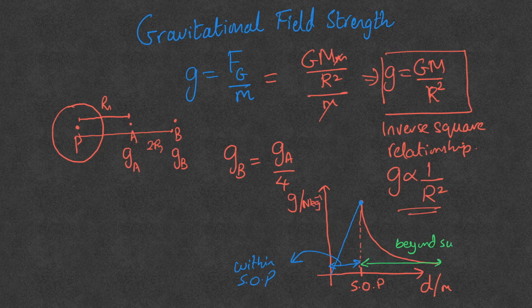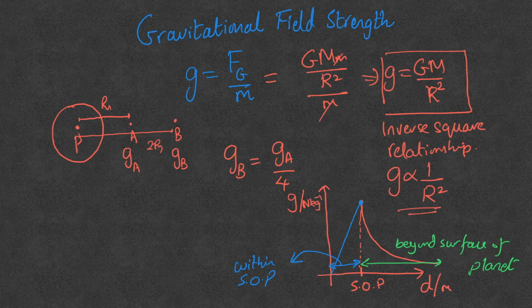So if you're beyond the surface of the planet, you follow the inverse square relationship, and if you are within the surface of the planet, you follow a direct relationship. This can be proven, but right now, due to shortage of time, I cannot prove it. But you should be fairly comfortable using this equation, which is GM over r squared is equal to g.